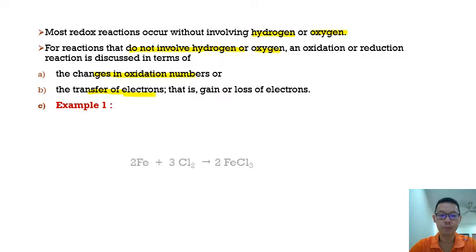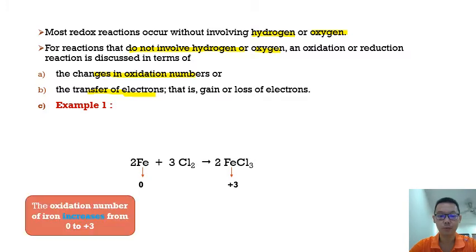Let's look at example 1. When hot iron wool is burned in chlorine gas, it will form iron 3 chloride. The oxidation number of iron elements at the beginning of the experiment is 0. After the reaction completed, the oxidation number of iron elements changed to positive 3. So there is an increase in the oxidation number of iron elements from 0 to positive 3. So we can say iron had undergone oxidation.